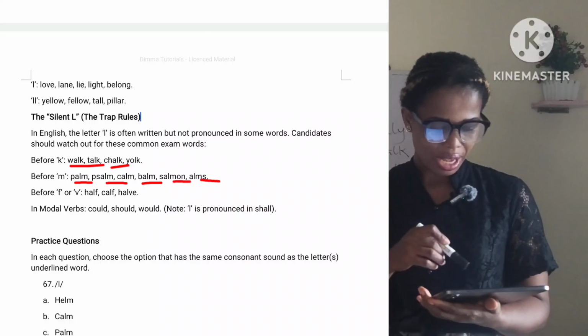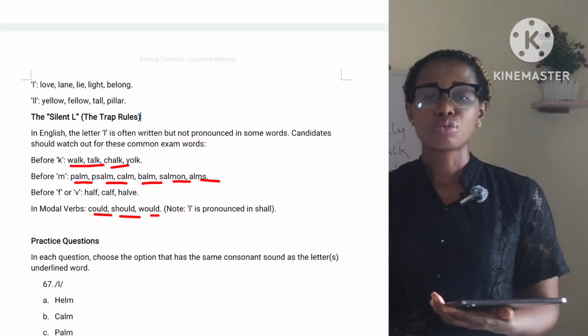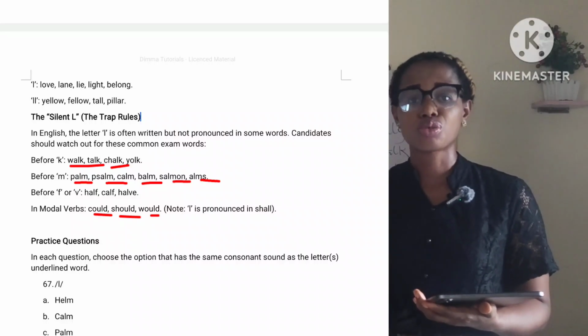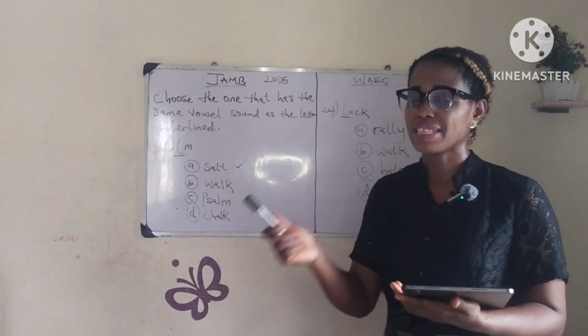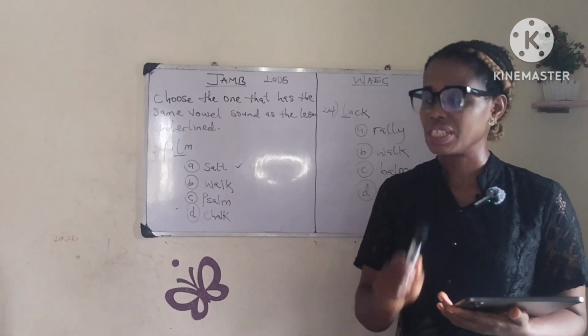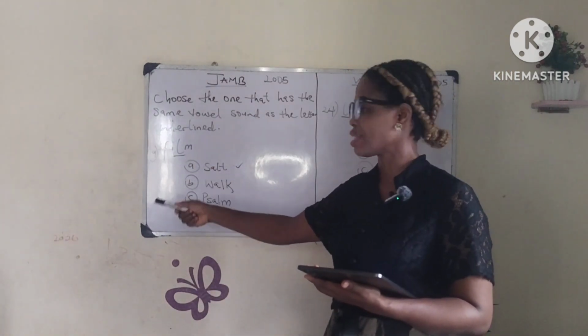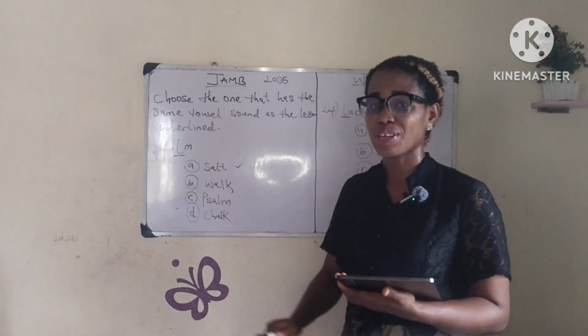Now we have in modal verbs, could, should, would. In past modal auxiliary verbs, could, should, would. Now, film. That's why I said you should learn the words individually. You notice that in film we have L before M, but the L here is not silent. The L in film is not silent.